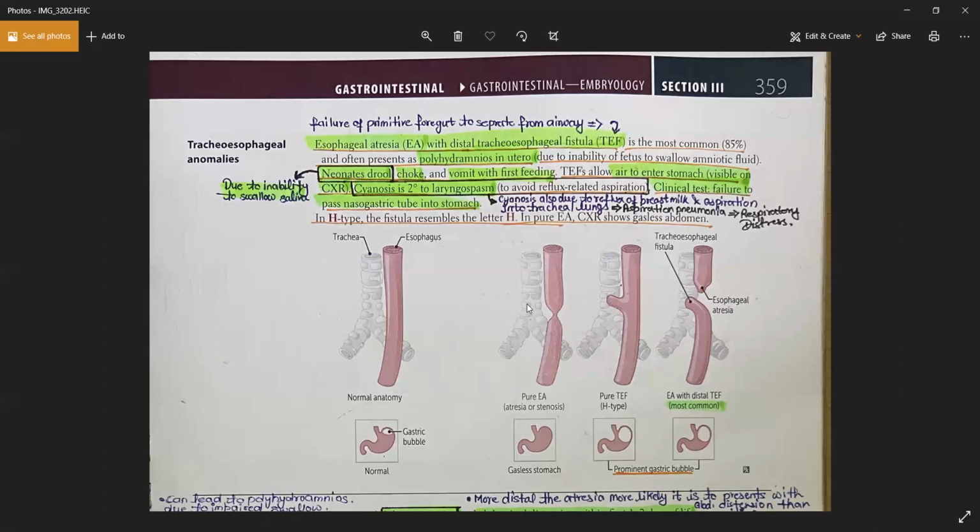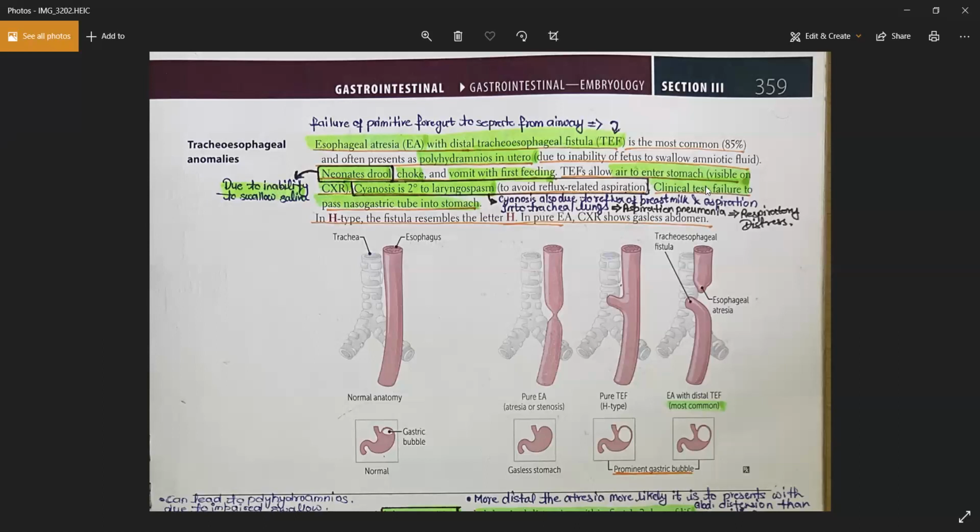You will do the bubble test. You will do the X-ray. You will have a prominent bubble. Second thing, you can also pass a feeding tube to the patient. While passing the feeding tube, as you can see, the feeding tube will be stuck in the esophagus. It won't reach the stomach, right? So this can also be detected. The failure of passage of this feeding tube will also confirm the diagnosis of tracheoesophageal fistula.